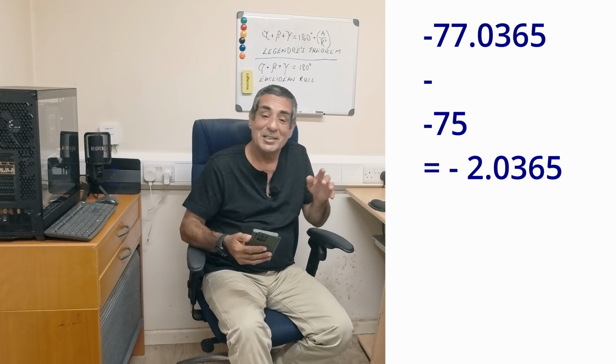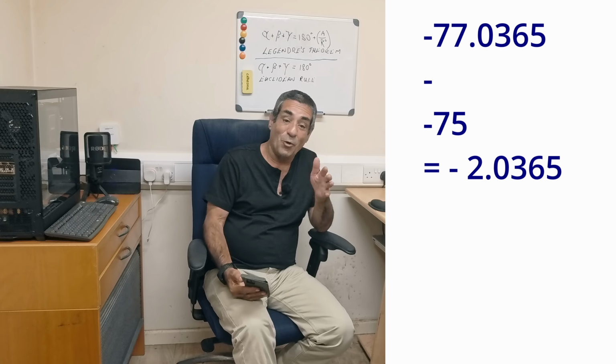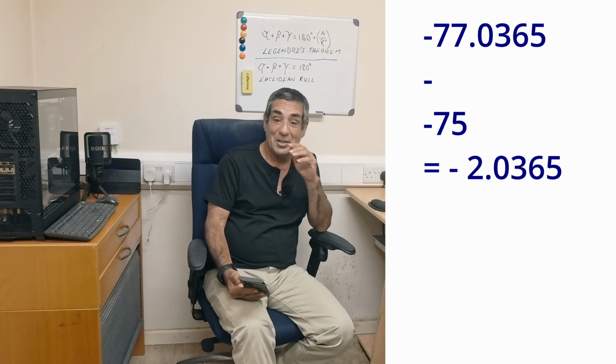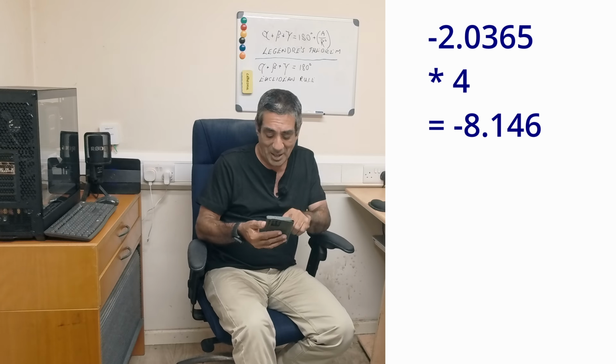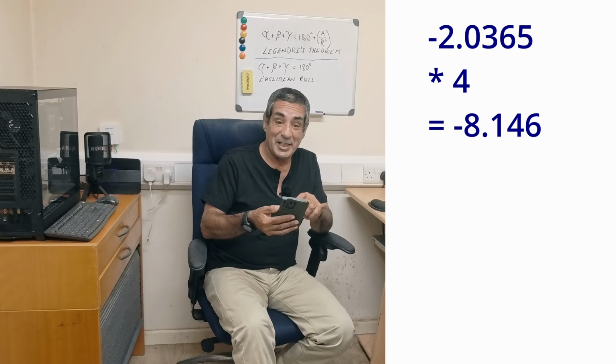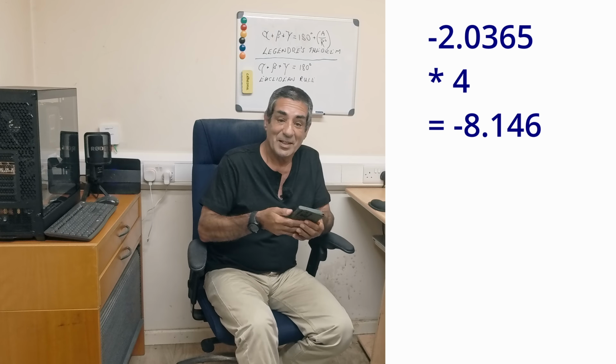So the last section we need to remember is that the sun takes 4 minutes to cross 1 degree, as we went through earlier on. So you multiply the distance by 4. So here we go. Don't forget, it is 2.0365 times 4 equals 8.146 minutes.